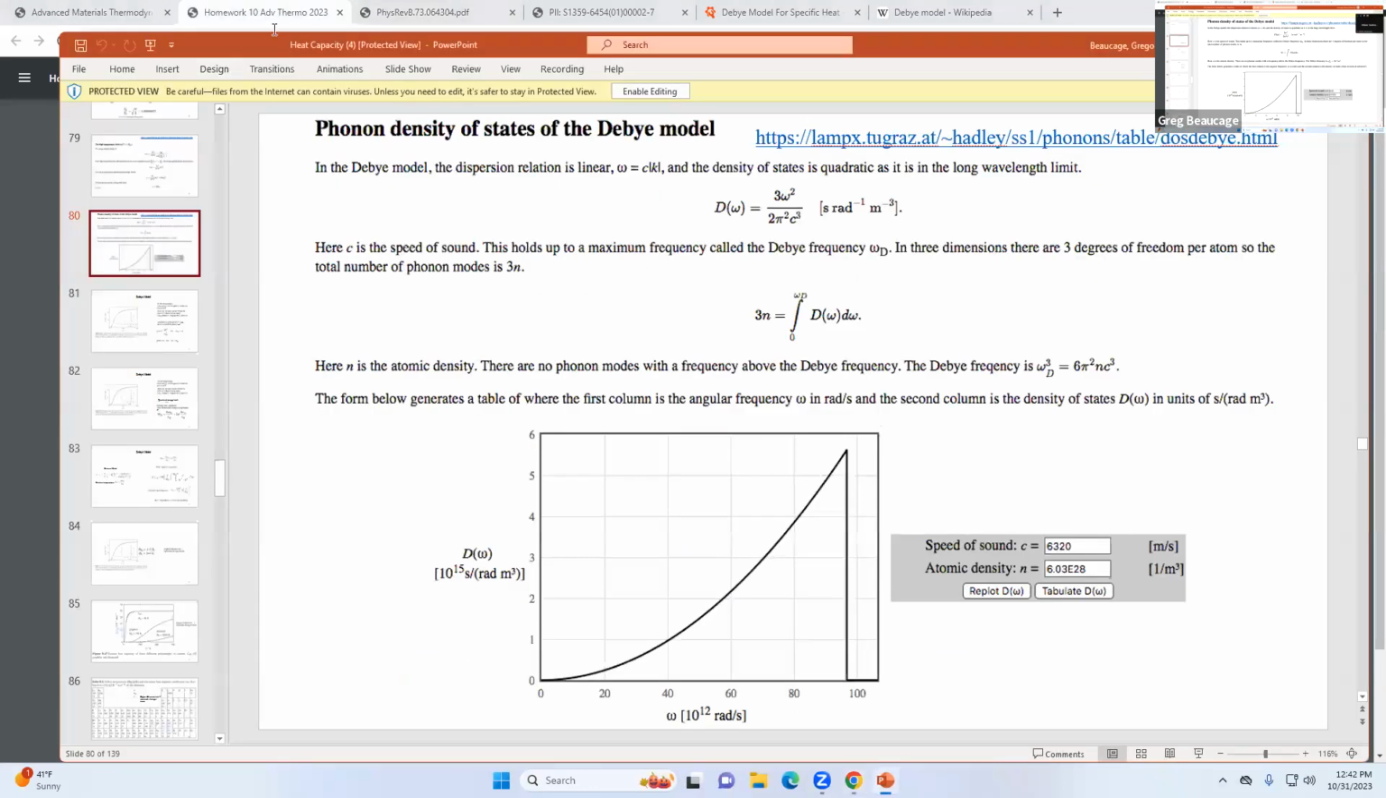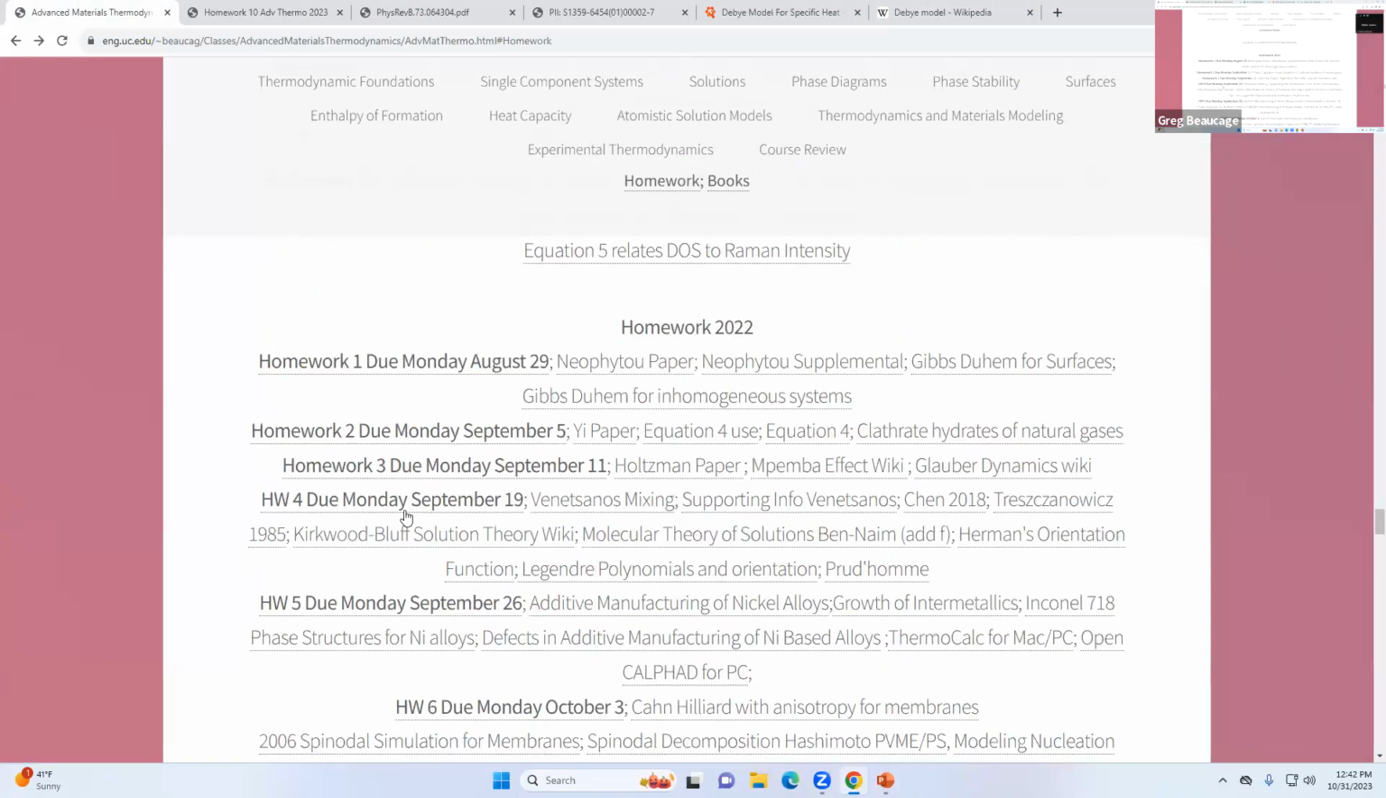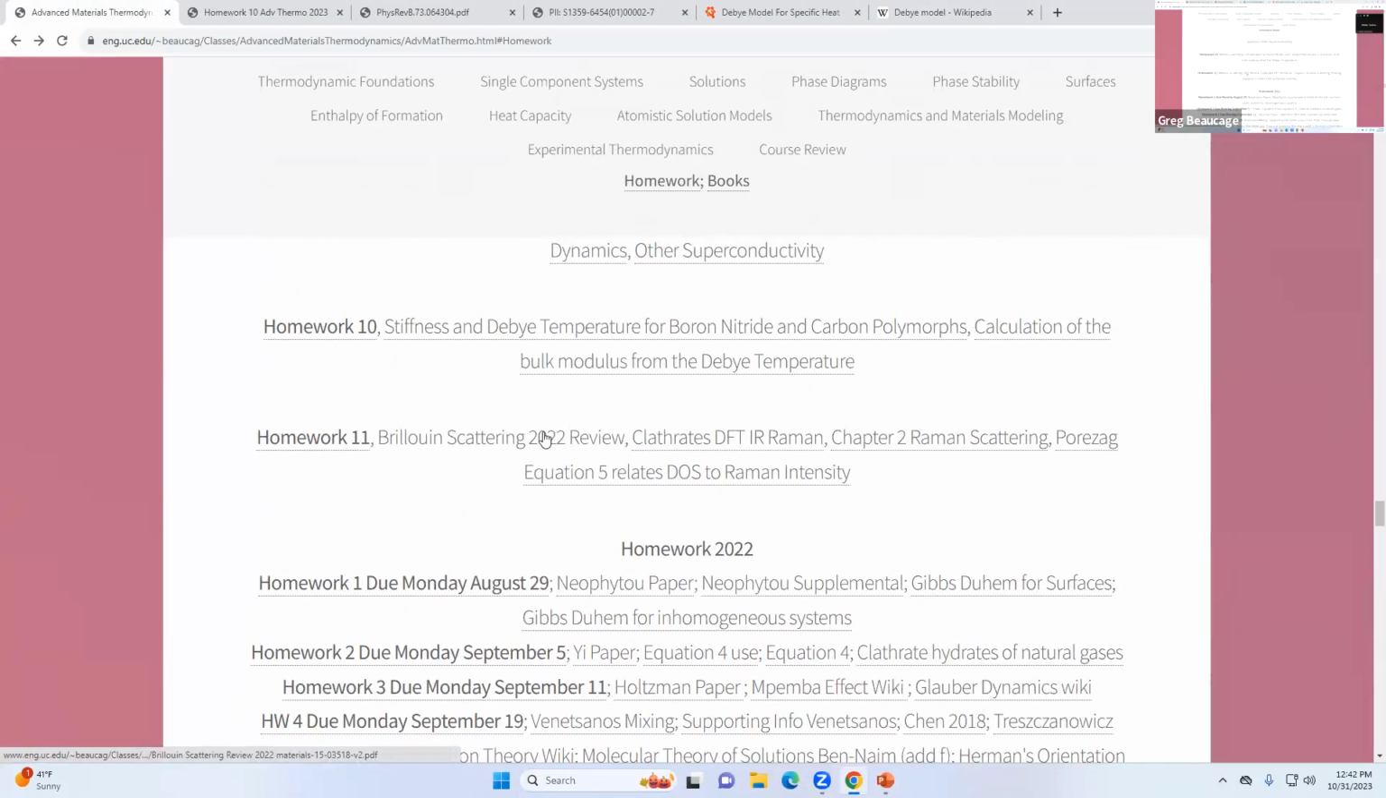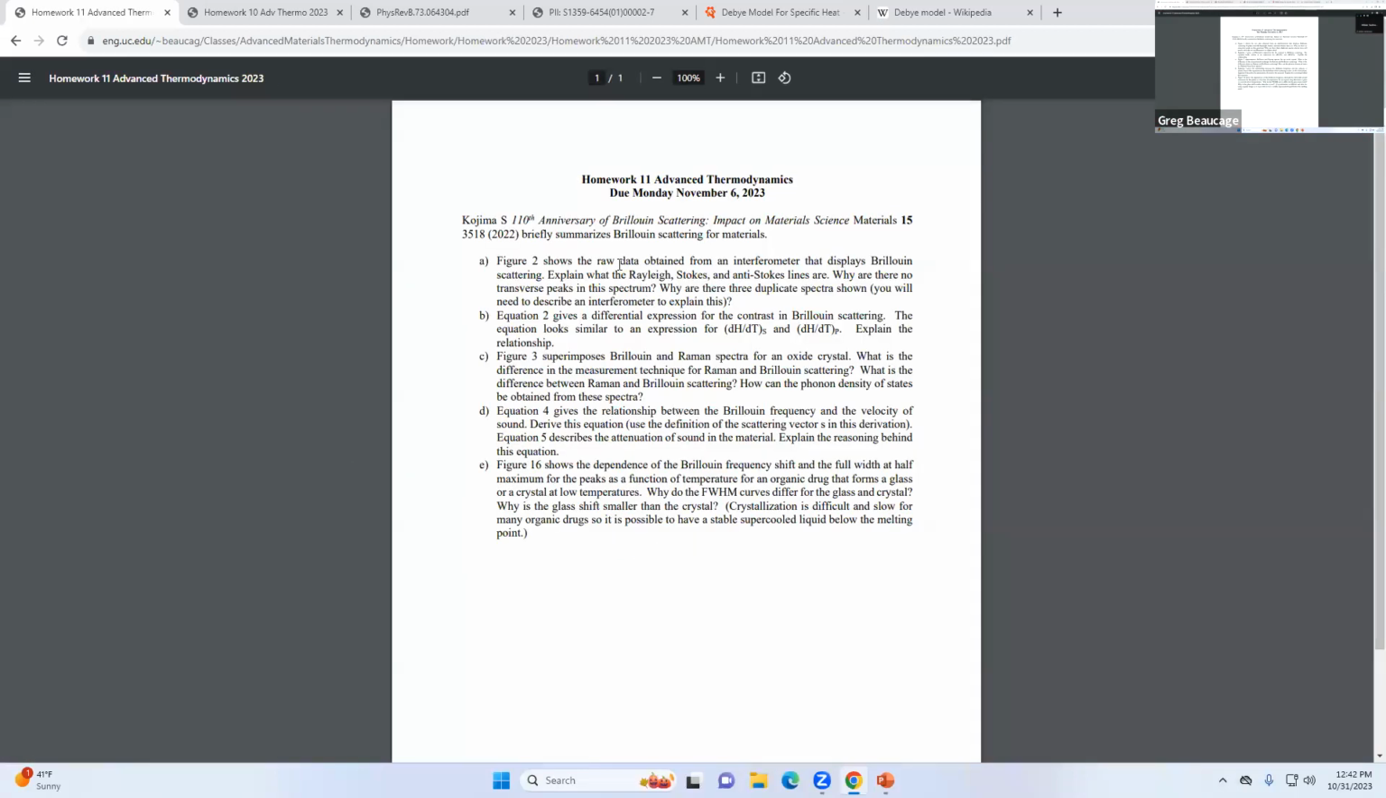All right, so this week there's just something about Brillouin scattering, just some questions about Brillouin. I pronounce it wrong, Brillouin, like Brillo pad. But there's an instrument for that in the chemical engineering department. John Nichols has this machine.